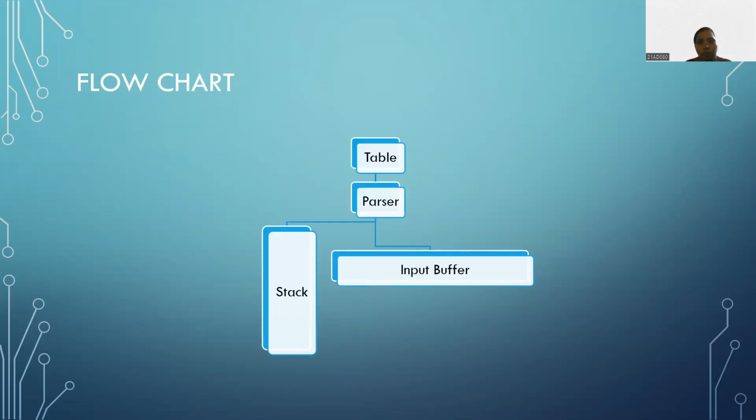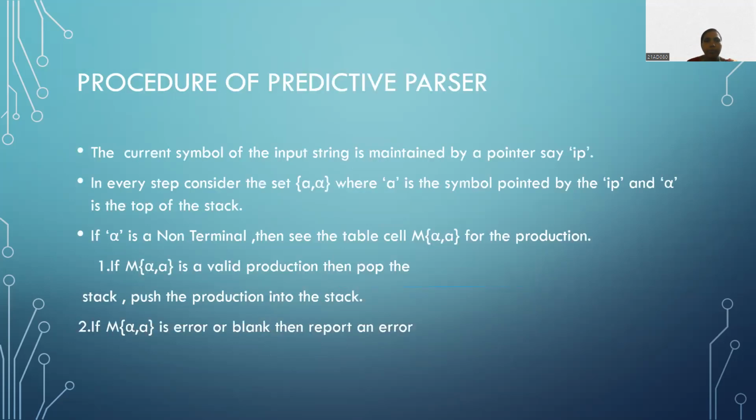So this is a flowchart. You'll have the table, parser, stack, and the input buffer. In the input buffer, you'll have ID plus ID into ID. Then you have the predictive parser, and the table is with you. With the help of the stack, using the given table, you do the respective push and pop operations of the given production in the table. Finally, if you reach the end of the input string and the stack holds only dollar, it means that the given string is valid.